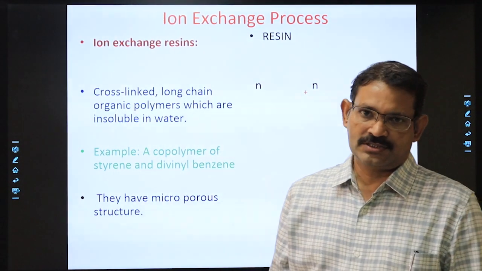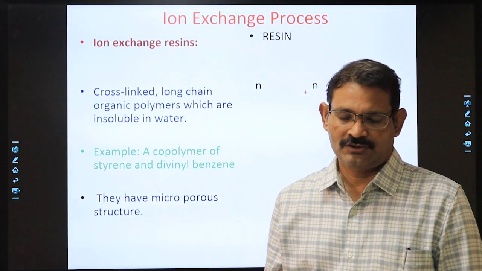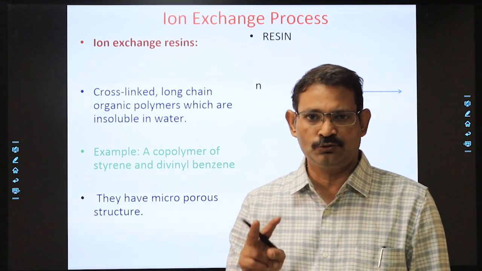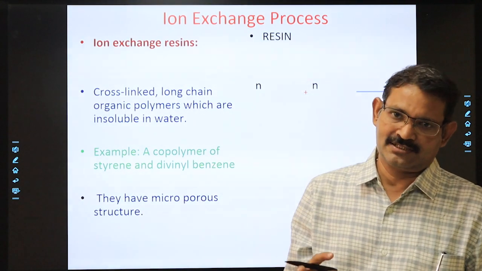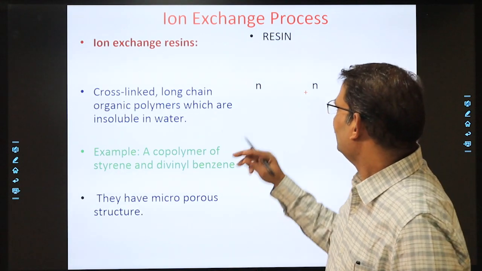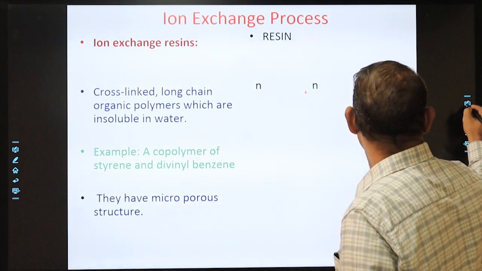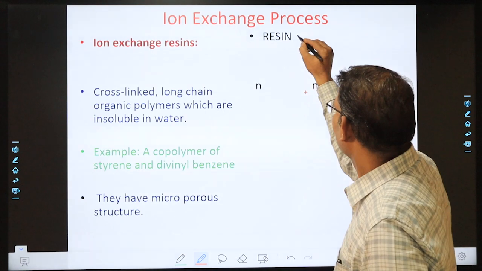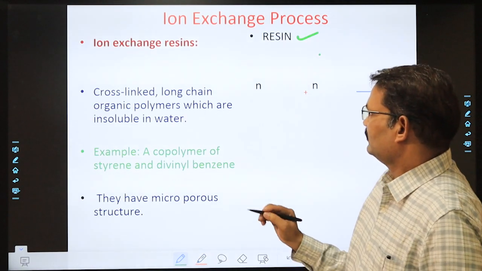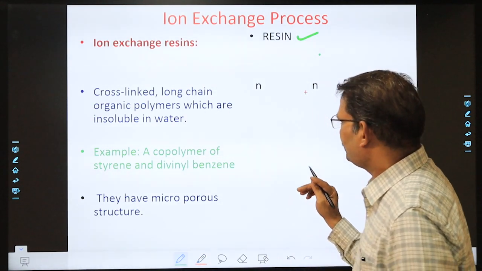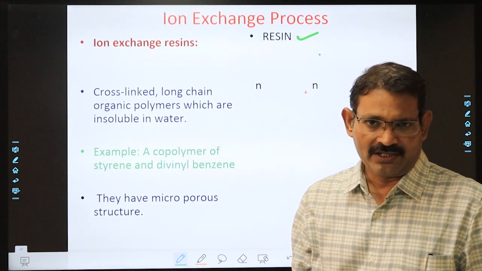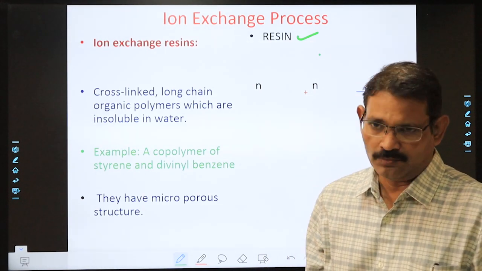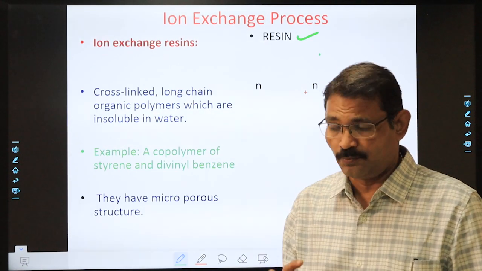What is the ion exchange resin process? Here you have to understand two important words: what is an ion exchange and what is the resin? First, what is the resin? A resin is a polymer which is obtained by the combination of various monomers. So here the resin is a copolymer.